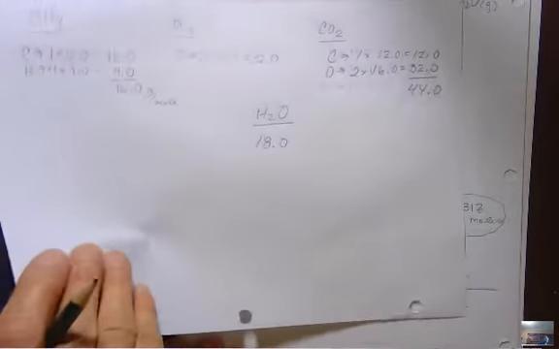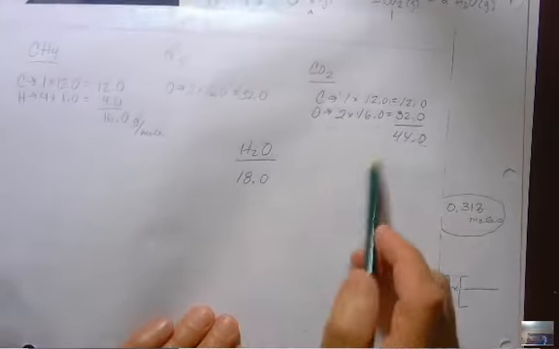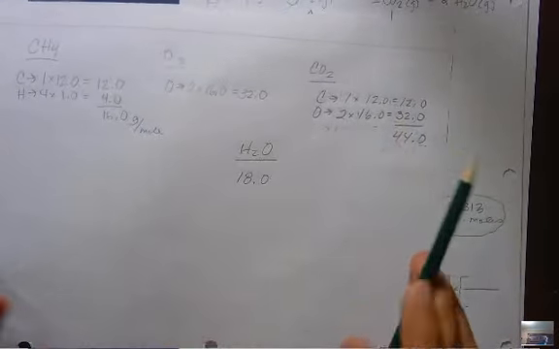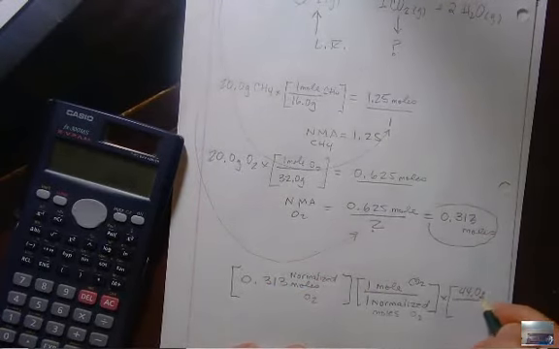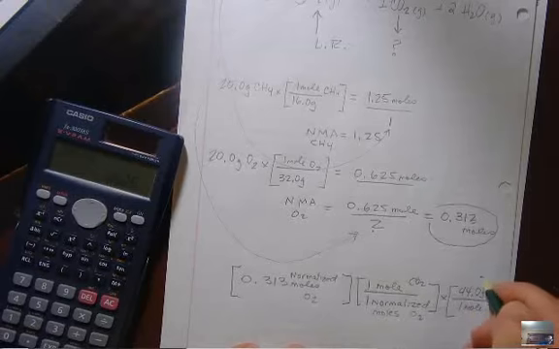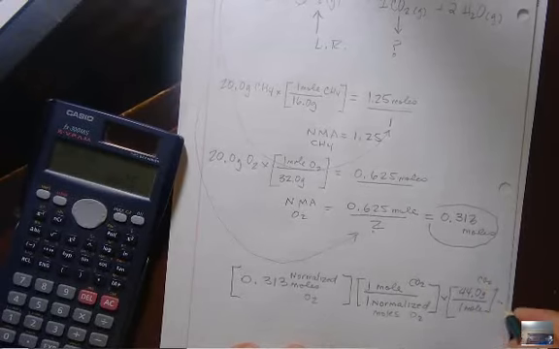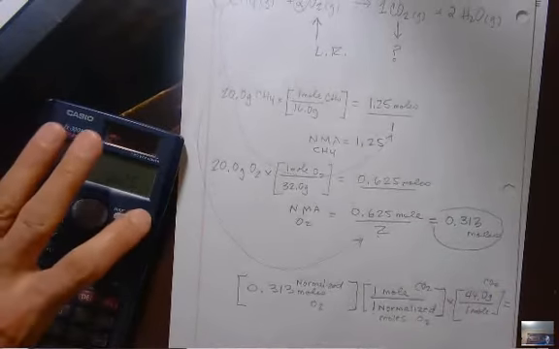If I want grams of carbon dioxide, the magic number for carbon dioxide is 44, right? We've seen that many times. 44 grams to make a mole of carbon dioxide. 44 goes in the numerator. 44 grams makes 1 mole. So this is going to give me another way to figure out how much carbon dioxide I have.